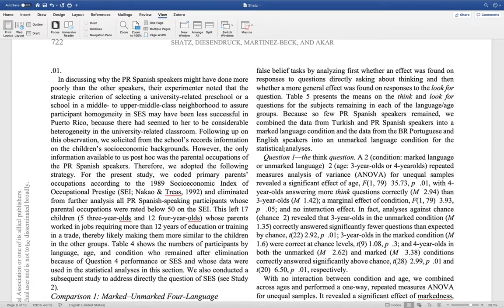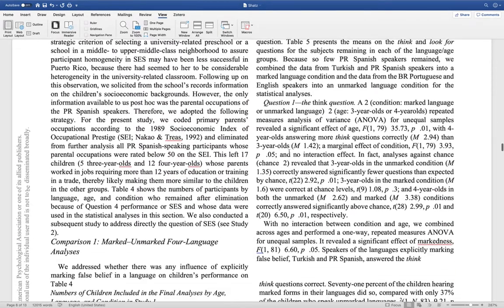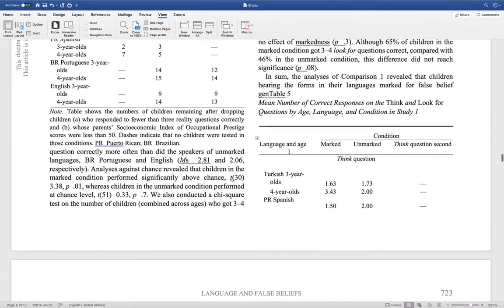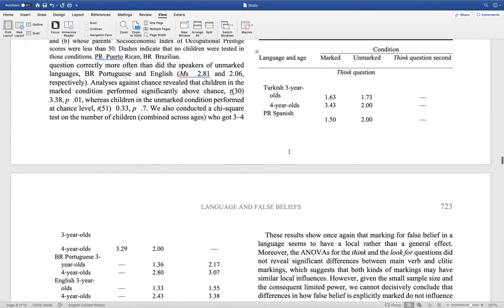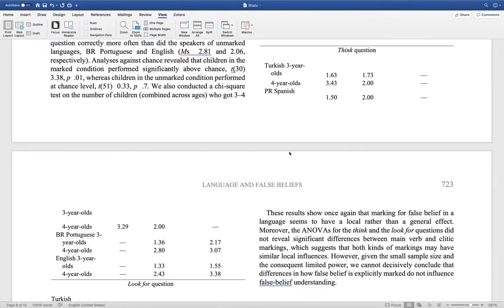Because so few Puerto Rican Spanish speakers remained, we combined the data, of course you did, from Turkish and Puerto Rican Spanish speakers into a marked language condition and the data from the Brazilian Portuguese and English speakers into an unmarked language condition for the statistical analyses. So they said there's a table of means. I saw it earlier. I want to go down to those means and see what I see here. So first things first, the only two groups that I trust are the Turkish groups and the Brazilian Portuguese groups. So I'm looking at those data.